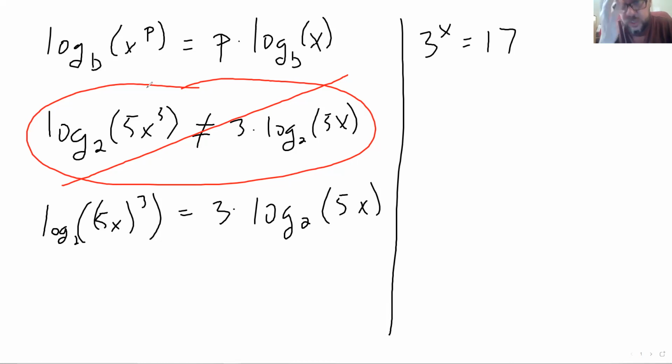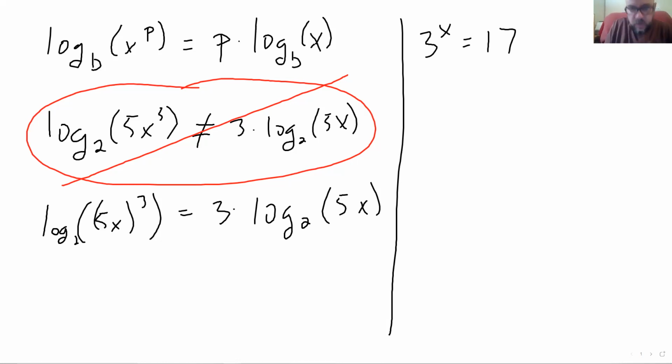So what I'm going to do, and this is going to be a recurring theme here, is take the log of both sides. Now, it does not matter what log base I use. Well, it kind of matters what log base I use because I'm going to need to put this into a calculator to find an actual number for it.